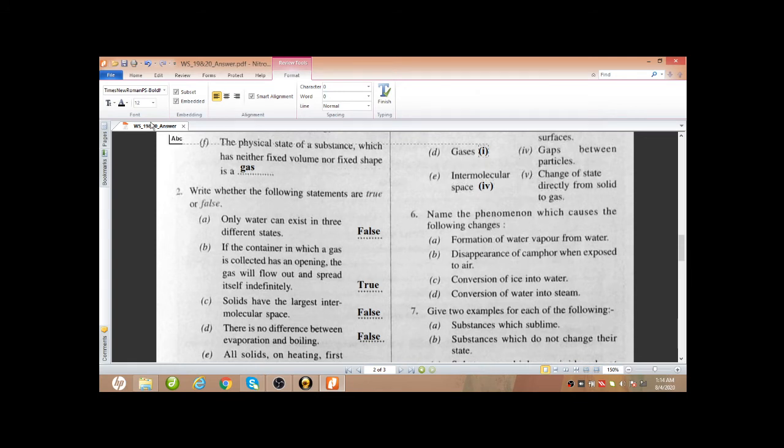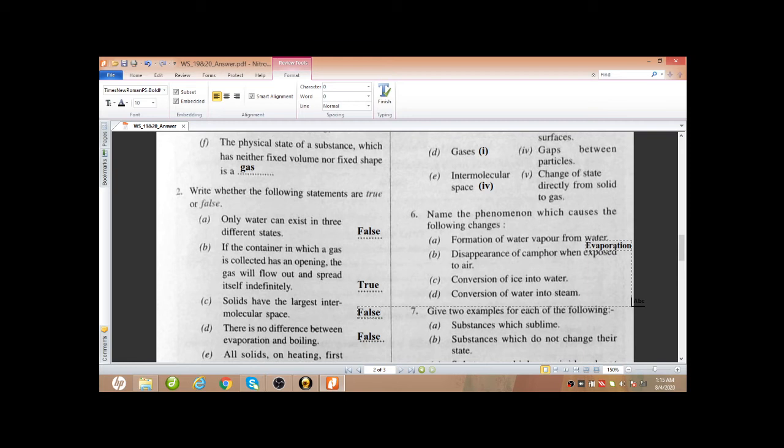Okay, next, name the phenomenon which causes the following changes. There is very little space to write the answer, though I am trying. Formation of water vapor from water is called evaporation. You can write boiling also, but evaporation can happen without heat, so evaporation is the correct answer. Boiling is also not wrong, but it is better you write evaporation.